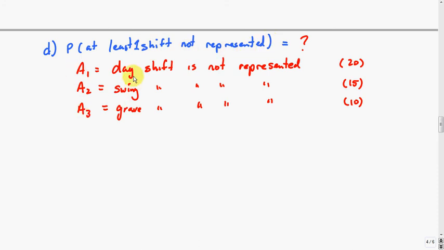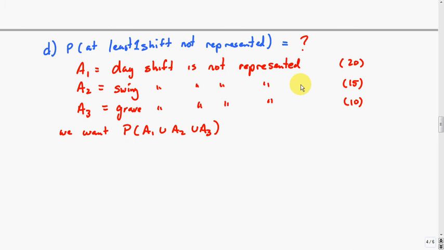At least one is not represented would be the union of those three, because the union means A1, the day shift, is not represented, or swing is not represented, or graveyard is not represented, or more than that. So we want the probability of A1 union A2 union A3. And we can't just calculate the probability of each of these and add them up, because there is overlap here. That is, you could have the day shift not be represented and the swing shift not be represented.